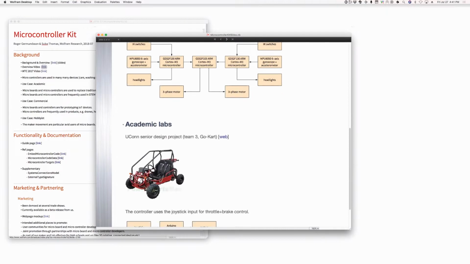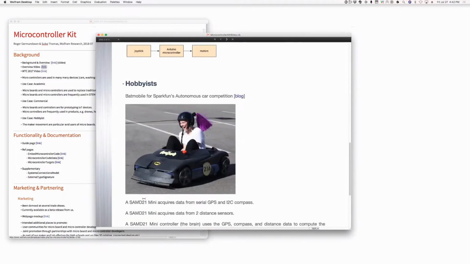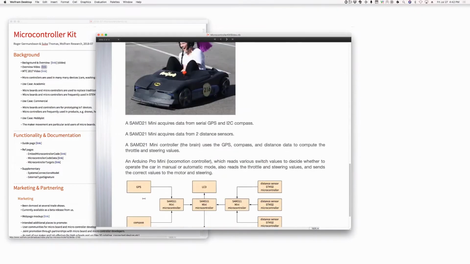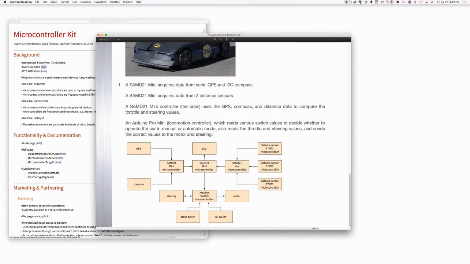Now, on the academic lab side, what's happened there is that there is sort of a wholesale replacement going on of these expensive boards from National Instruments and other places to these micro boards. And that's happening both at the high school level where you have maker labs, and at the university level. This is obviously a Batmobile. Well, sure. Okay, next slide. I get it.